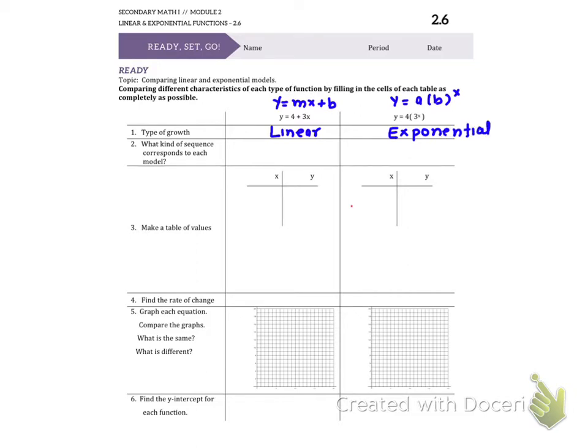All right. Now what can we do for the next question? What kind of sequences? We know linear belongs to arithmetic and exponential belongs to geometric.